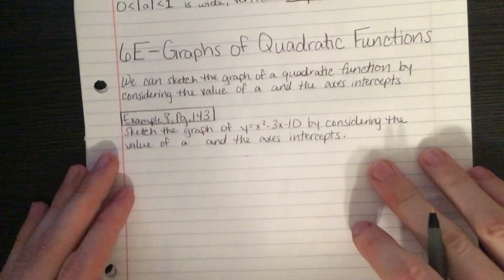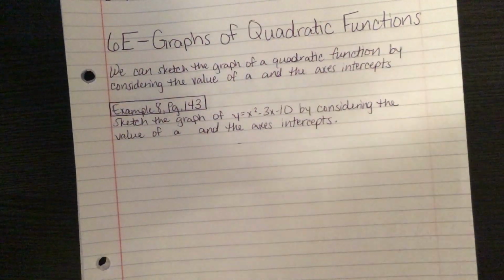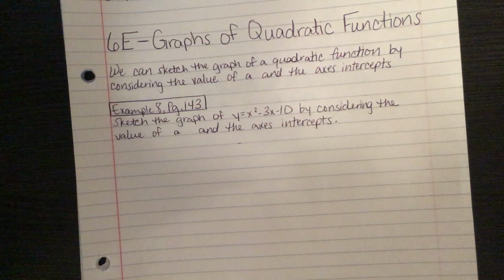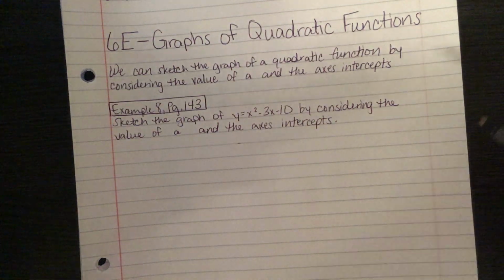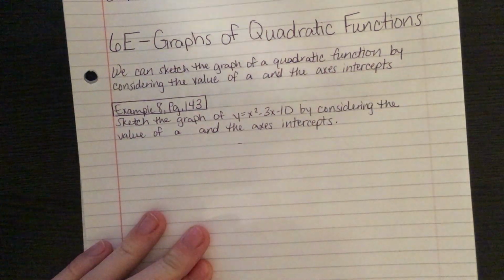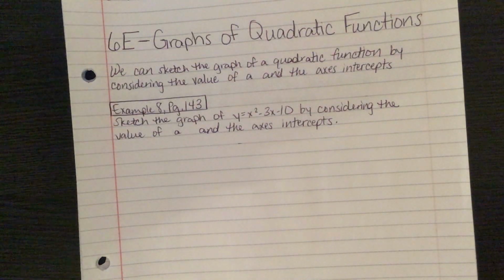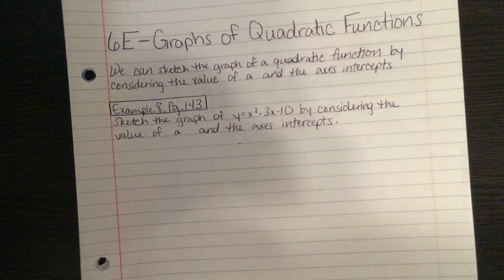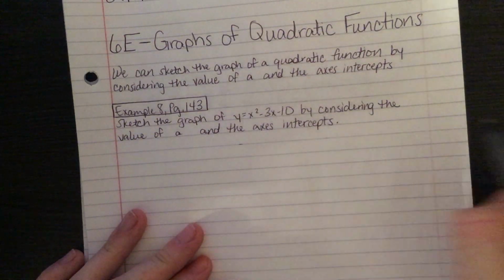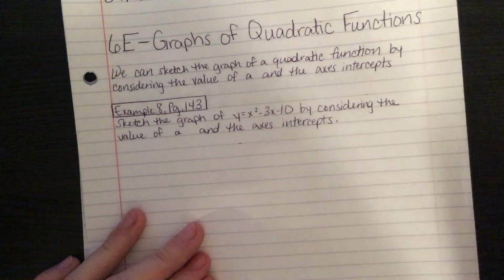So we're going to start by looking at the graphs of some of these quadratic functions. We can sketch a graph of a quadratic function by considering the value of a and the axis intercepts, so the x-intercepts and the y-intercepts. These are going to be some of the things that we use to help us graph these parabolas, these quadratic functions. So let's use this information to help us graph this right here.